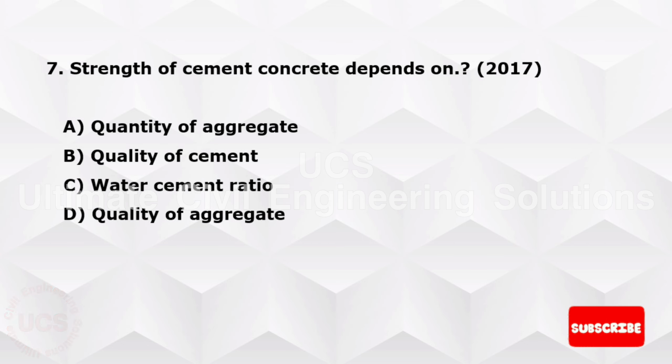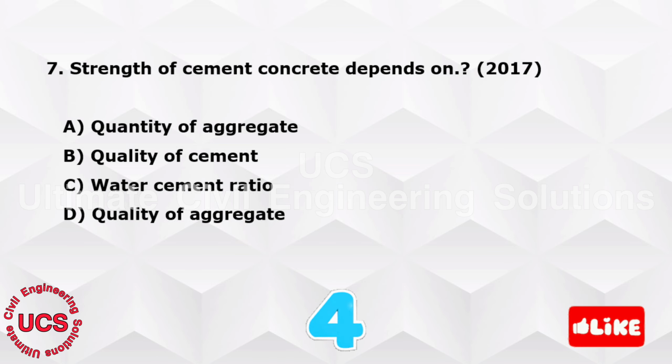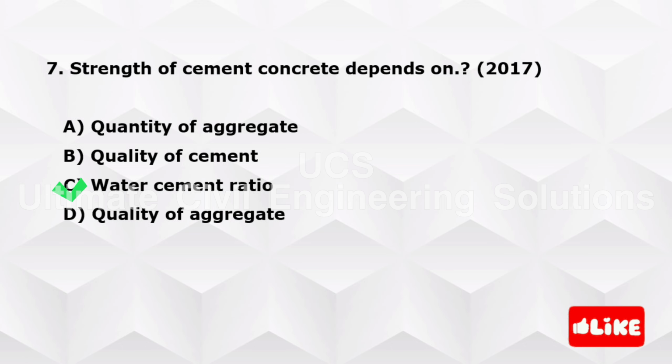Next question: strength of cement concrete depends on. Options are: option A, quantity of aggregate, option B, quality of cement, option C, water cement ratio, option D, quality of aggregate. Answer is option C, water cement ratio.